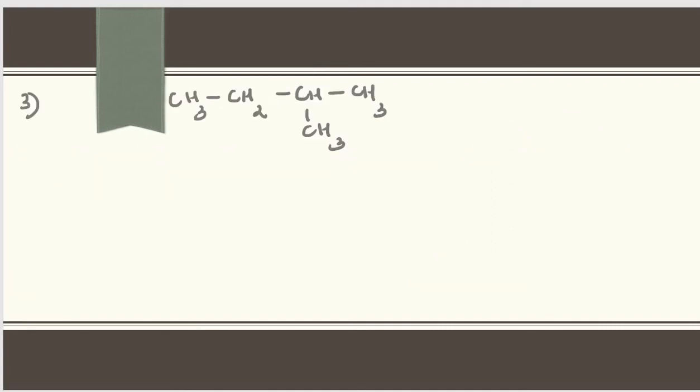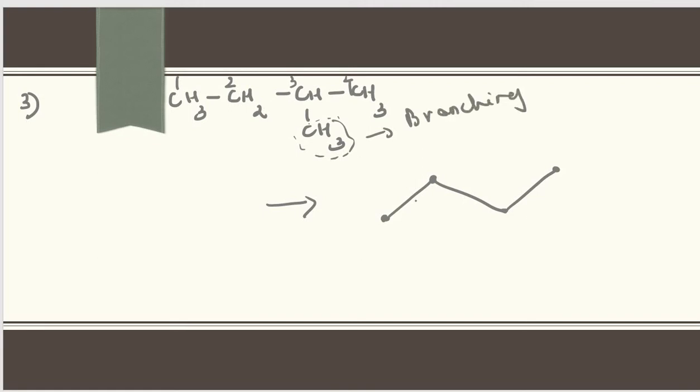Now let us see another example. When branching is there, here you can see that in the parent chain, how many carbon atoms are there? 1, 2, 3, 4. So as learned, we can represent it as 1, 2, 3, and this one is 4. Now in the third carbon atom, branching is there. And branching of what group? Branching of a methyl group. So first, second and this third carbon, we can represent it like this.